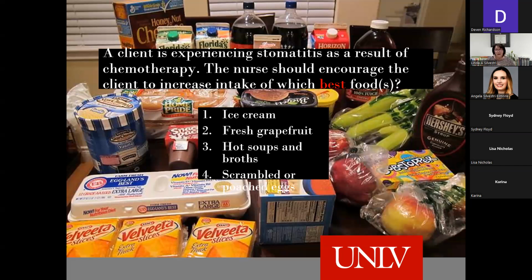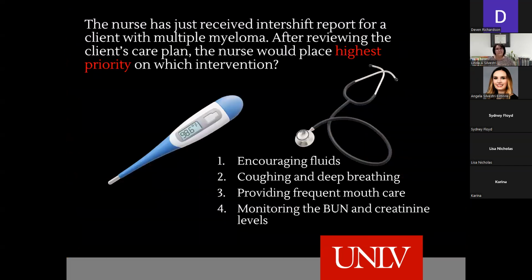Okay, next question. Let's see what we have next here. I mentioned multiple myeloma before, and see what you can do with this question. The nurse has just received intern report for a client with multiple myeloma. After reviewing the client's care plan, the nurse would place highest priority on which intervention: encouraging fluids, coughing and deep breathing, providing frequent mouth care, and monitoring the BUN and creatinine levels.